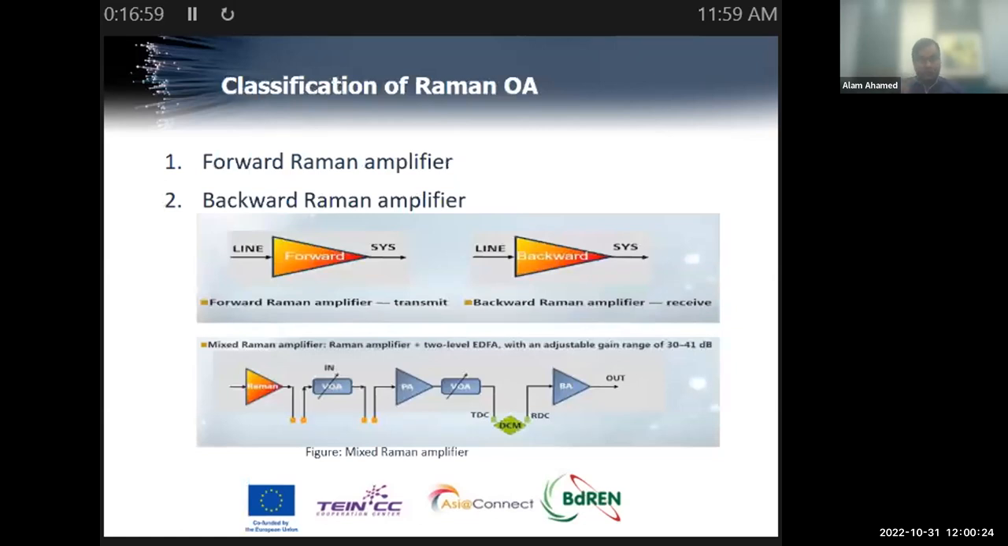Raman amplifier has two types: forward Raman amplifier and backward Raman amplifier. Common Raman amplifiers can be classified into forward Raman amplifier and backward Raman amplifier. Forward Raman amplifiers are placed at the transmit end of the line side, and backward Raman amplifiers are placed at the receiving end of the line side.